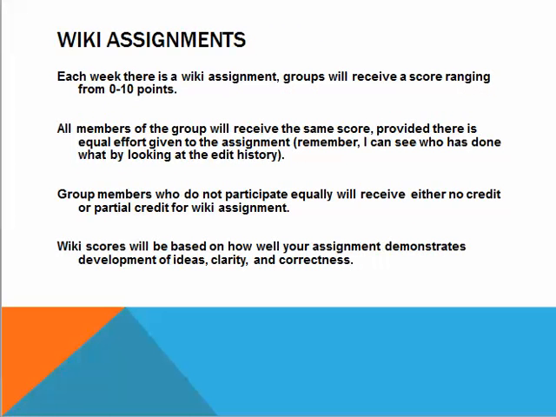The wiki assignments are group assignments, and so they are graded as a group. Each week that there is a wiki assignment, and not every week is there a wiki assignment, but most of them, groups will receive a score ranging from 0 to 10 points. All members of the group will receive the same score, provided there is equal effort given to the assignment.